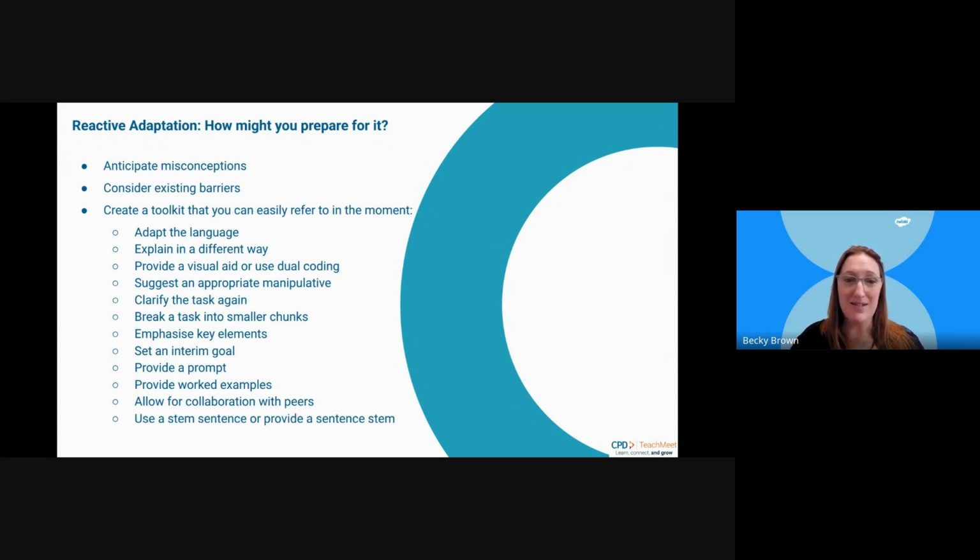Using a stem sentence or sentence stems, two quite different things. So a stem sentence, we'll look at them in a bit more detail in a minute, is just starting the sentence for a child to give them a way to start a sentence. And those could be generic rather than just maths specific as well. And using questioning, which we've already talked about.